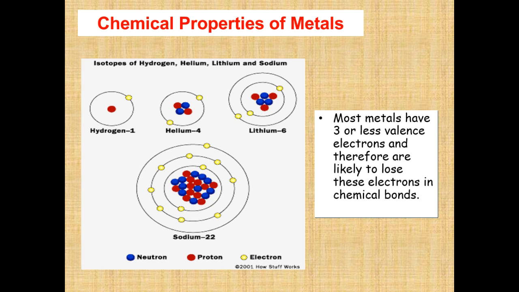Now we will discuss the chemical properties of metals. Most metals have 3 or fewer valence electrons, and therefore they are likely to lose their electrons in chemical bonding. When they mix with others, they try to lose their electrons because they have only 1, 2, or 3.